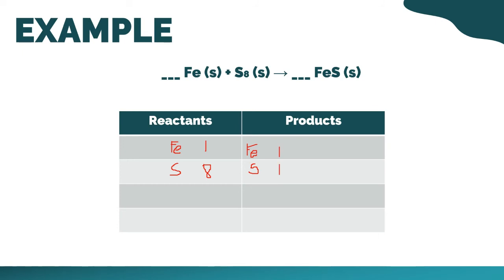Now, ilan ba ngayon ang kailangan mo? Ano ba yung hindi balance? So, yung sulfur lang po. So, lagay po tayo dito ng, very good, ng coefficient na 8. So, magiging 8 po ngayon ang inyong iron. And ang sulfur nyo ngayon dito ay magiging 8.